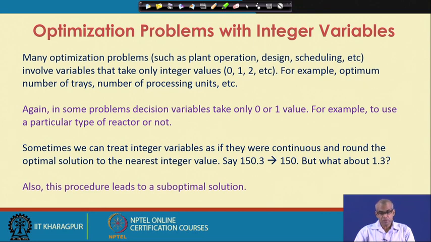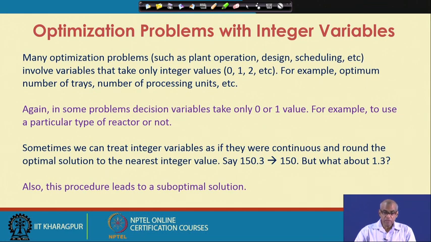Again, in some problems, decision variables take only 0 or 1 value. For example, whether to install a particular piece of equipment or not, whether to use a particular type of reactor or not. So, such decisions will be indicated either by 0 or 1. You can consider 0 for not to use a particular type of reactor and 1 as use this particular type of reactor.